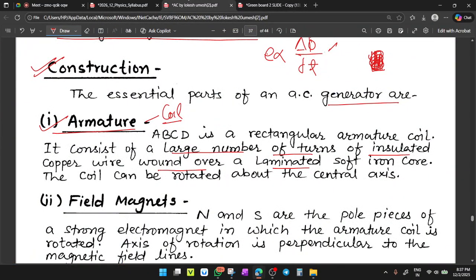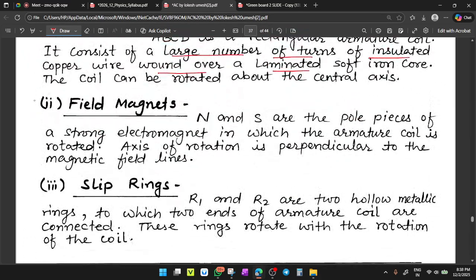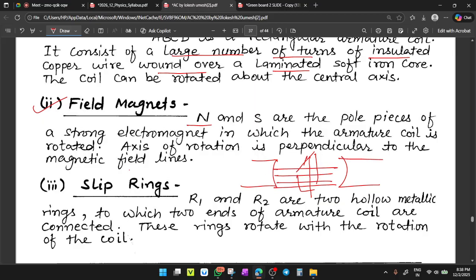Second, after the armature, which means the coil, the field magnet. North and south are the pole pieces of a strong electromagnet in which the armature coil is rotated. The axis of rotation is perpendicular to the magnetic field lines. So this is the axis of rotation about which your coil is moving, and this axis is perpendicular to the magnetic field, meaning the magnetic field lines pass perpendicularly to the axis of rotation. Got it? Clear?